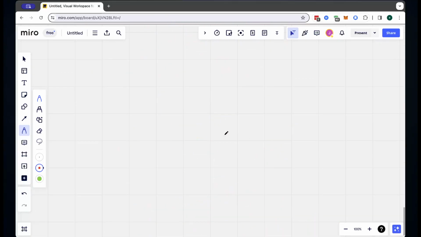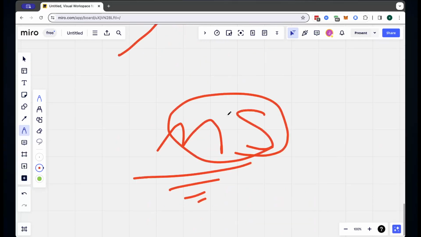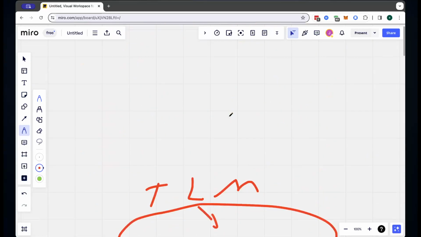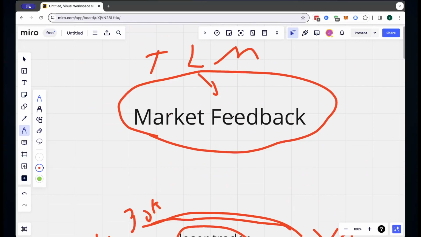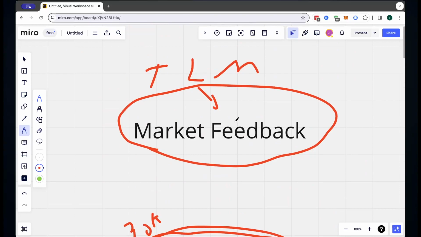Now, this is it in a nutshell, and this is why market feedback is so important. Market feedback is so important because overall, this is what differentiates you from boom and bust into consistency. And that is what you're after.